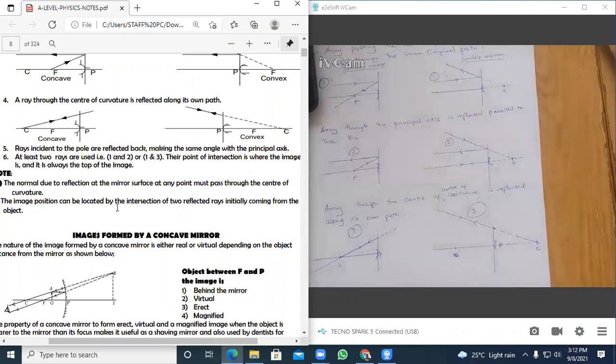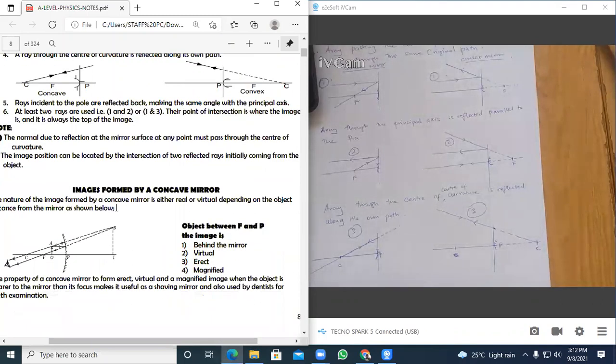Okay, so let us look at this thing. This one I've already talked about. The normal due to the reflection at the mirror surface at any point must pass through the center of curvature. What are they saying here?